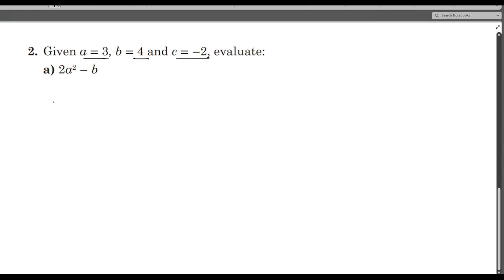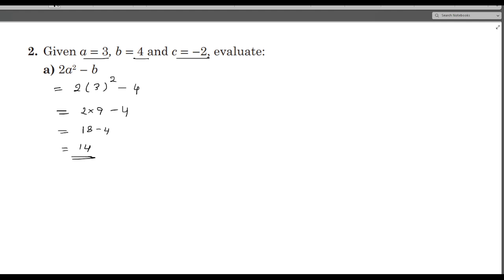Now all these questions which we are solving today are without calculator. Here 2a square, so it is 2 times, now the value of a we will put 3, so it is 2 times 3 square minus b, which is 4. So 2 times 3 square, 3 times 3 is 9, so 2 times 9 minus 4. I am writing it in detail. So 2 times 9 is 18 minus 4, which will be 14.